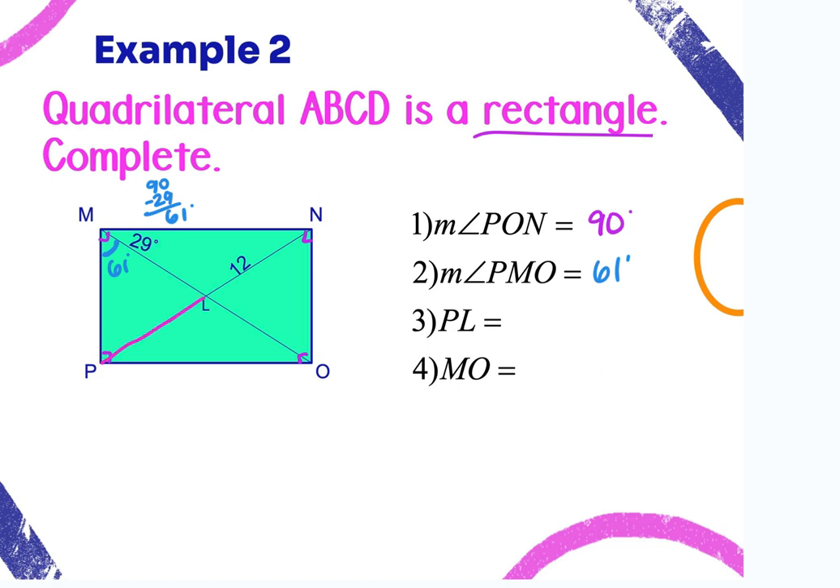PL is this part of your diagonal. Since LN is 12, and it's a parallelogram, these are bisected, which means PL would also be 12. And then MO is your other diagonal, but in a rectangle, diagonals are congruent. So if I add the 12 and the 12 to get 24 for this whole diagonal, MO would also be 24.